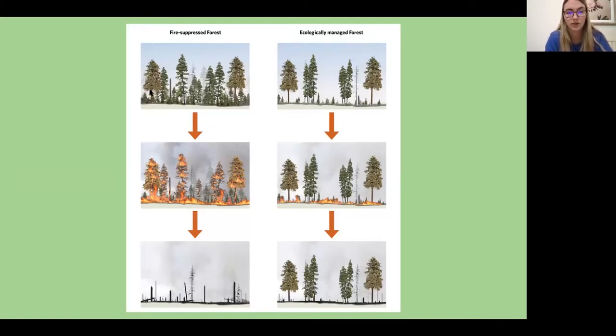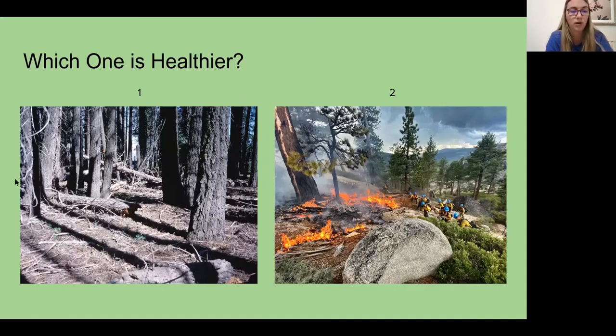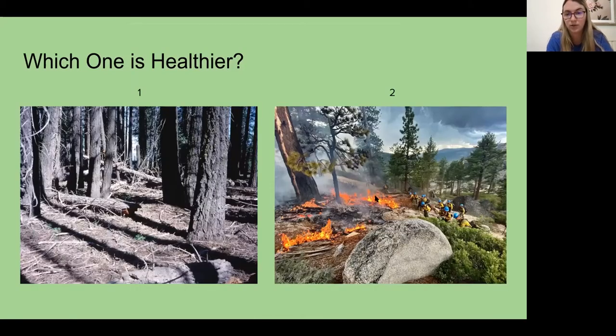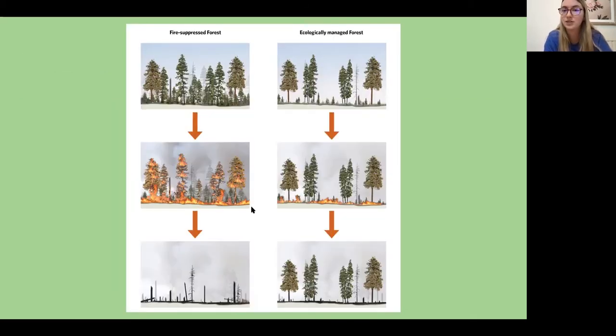We see our fire suppressed forest here is very densely packed on the forest floor, which is what this photo reminded me of based on the observations that I made. Whereas in an ecologically managed forest, we see that the forest fire is really low to the ground. It's not climbing up those trees, it's just on the forest floor, which is what we're seeing in photo number 2. So those are the observations and connections that I made between those two photos and what I know about the different ways that we can manage a forest.